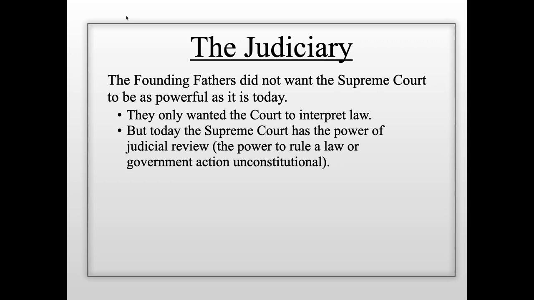Today, however, the Supreme Court does a lot more, because today the Supreme Court has the power of what's called judicial review. And judicial review is a very important power that the Supreme Court has to rule a law or government action unconstitutional. And it's actually not just something that the Supreme Court can do, but other federal courts in the United States also have the power of judicial review, not just to interpret a law and to say what it means if there are two different groups suing each other because they disagree about what the law says and what the law requires.